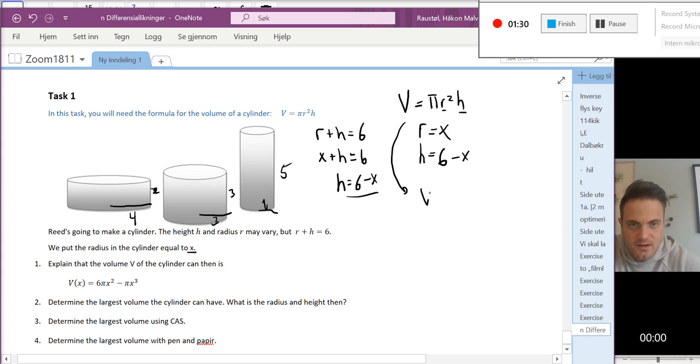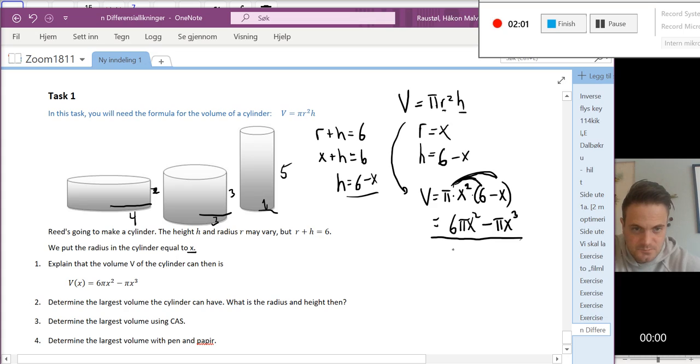And then I write this formula all over again. So I have pi times r squared, which is x squared, times the height, which is 6 minus x. And then I just multiply into the bracket here and I get 6 pi x squared when I multiply with 6, and then I get minus pi x to the power of 3, like this. So here we have the volume as a function of x. So that is exercise 1.